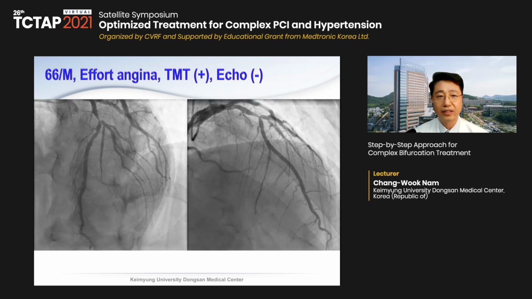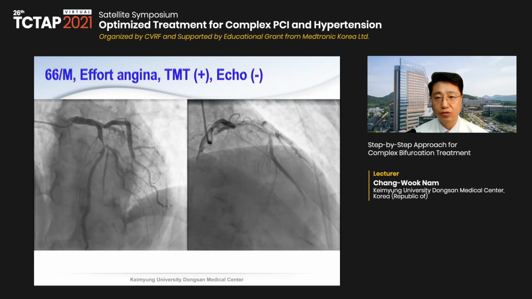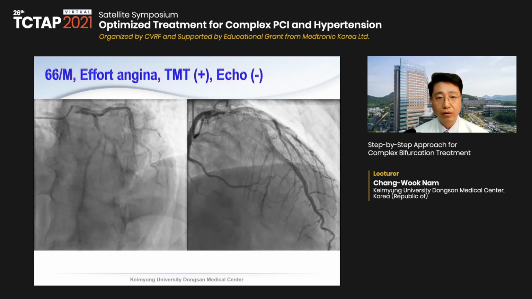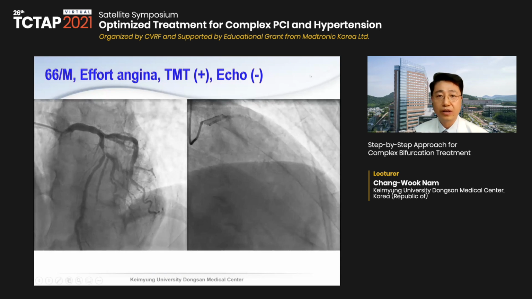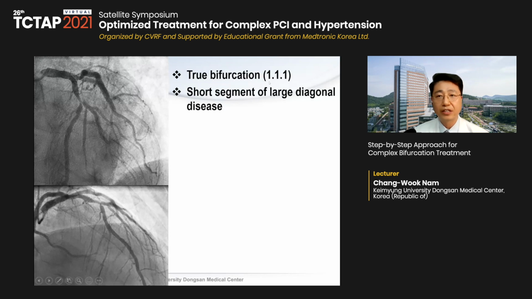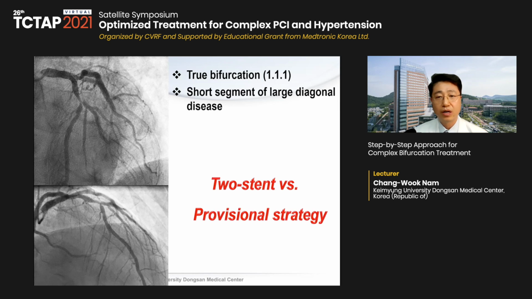A 66-year-old gentleman was admitted with angina, and this is his angiogram. We can detect the LAD and diagonal through the bifurcation region. The diagonal artery is really big in size, and you can easily detect it's a true bifurcation, 1-1-1 region, but the diagonal branch has a relatively big territory with a very short segment of disease. So in this kind of true bifurcation region, you wonder whether to approach with an initial two-stent strategy or a provisional strategy.